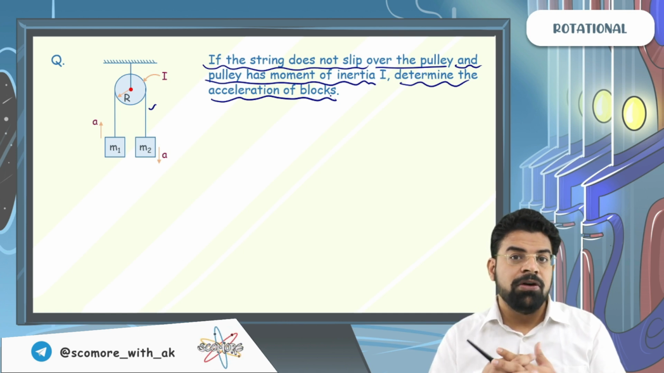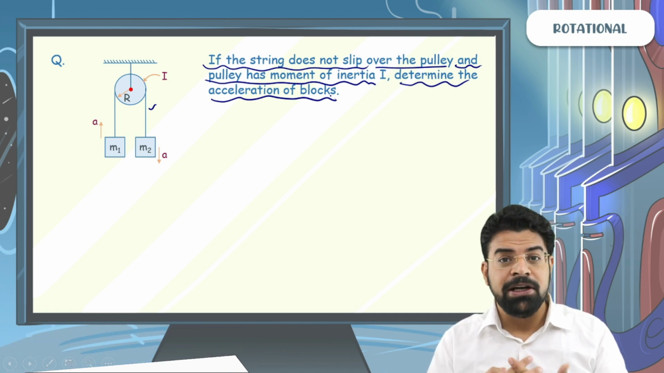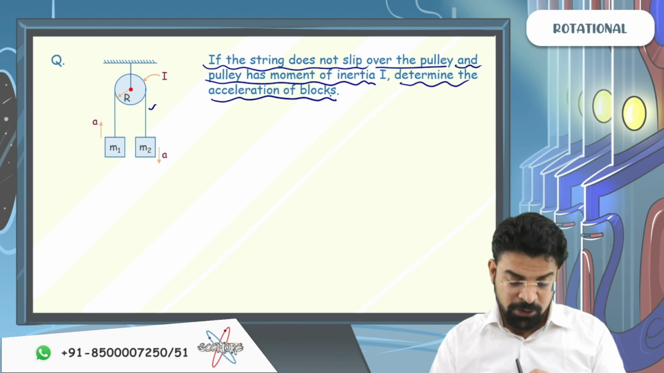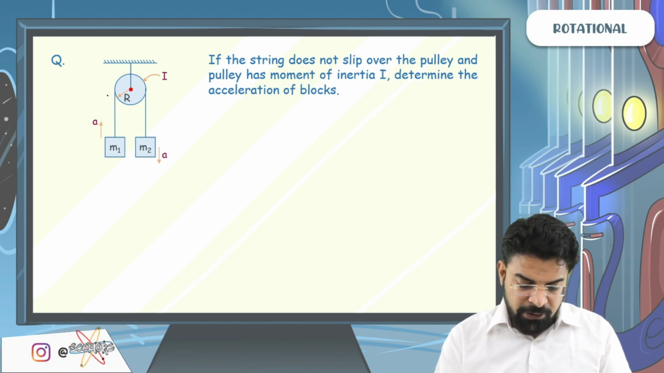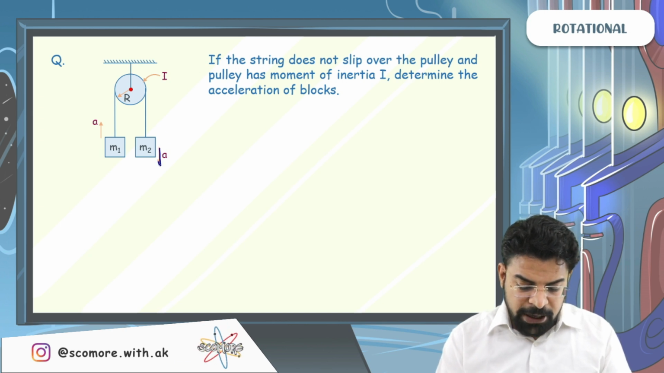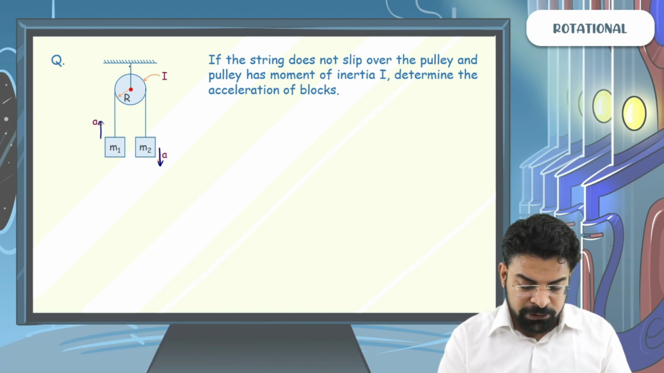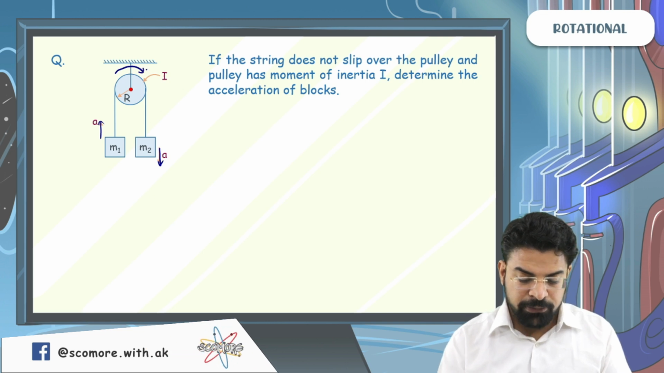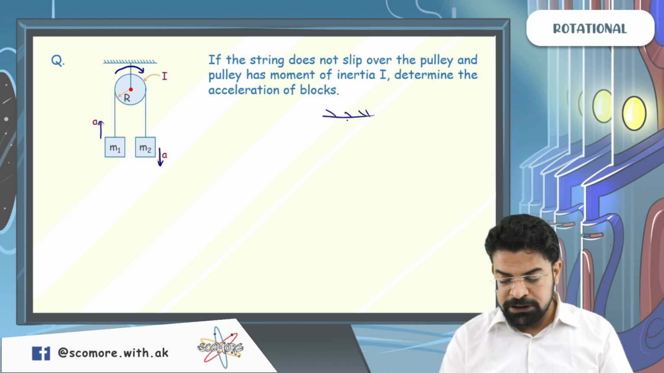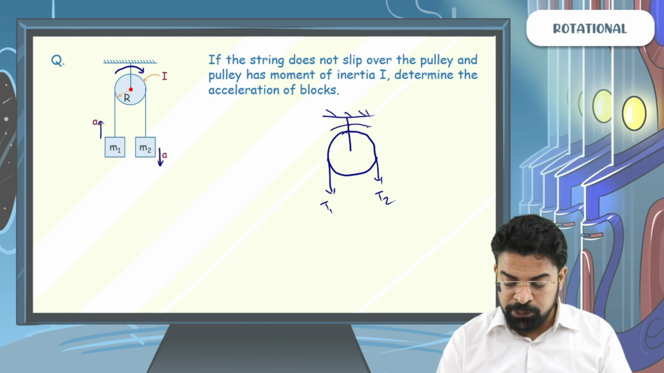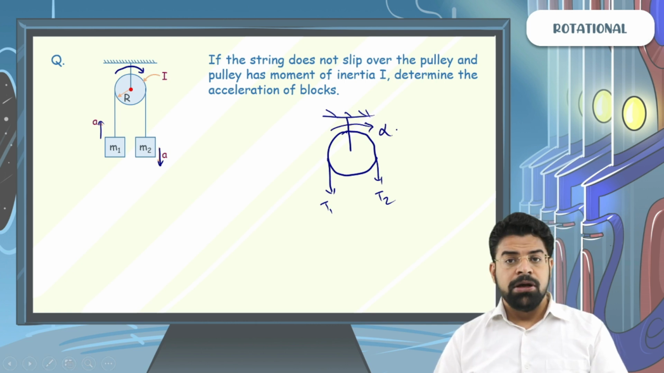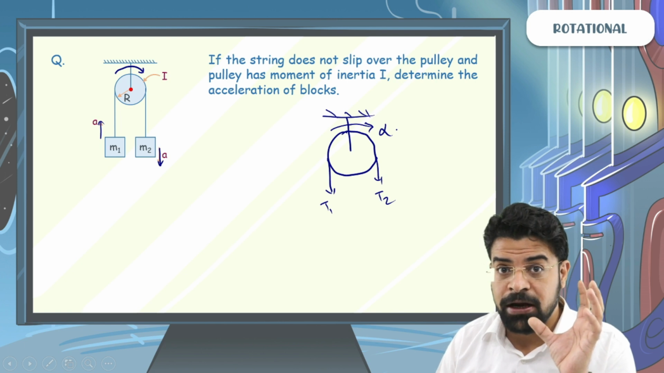So now the pulley also has some moment of inertia I, and you need to determine the acceleration of the blocks. So you will say, okay sir, first thing, as m2 accelerates down, m1 accelerates up. The pulley must be turning clockwise. If I mark the tension here as T1 and here as T2, and I tell you that the pulley is rotating clockwise, which tension has to be higher, T1 or T2?